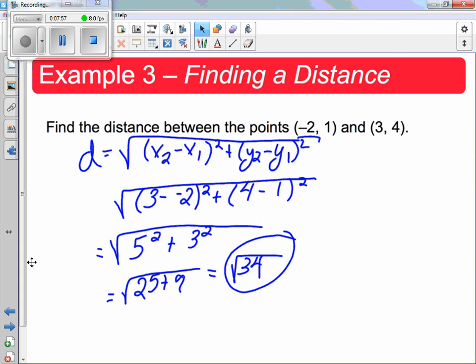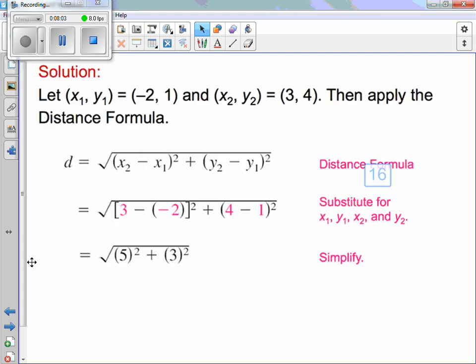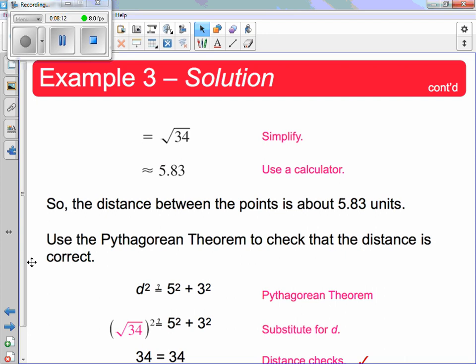Questions on this here? Do we need to see another example of finding the distance between 2 points? So we'll use it again, but in a different form. We plug our numbers in, simplify, and then if we use a calculator, it comes out to 5.83. Questions on this here?